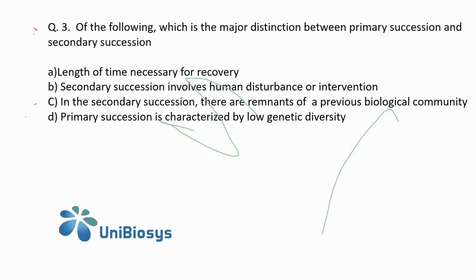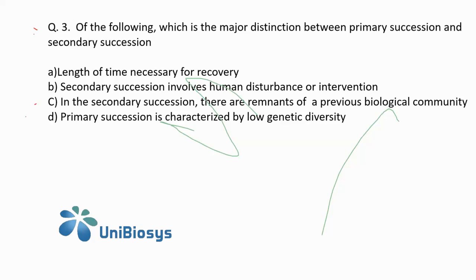Which of the following is the distinction factor between primary and secondary succession? Length of time necessary for recovery, but length of time is not the same for both. In primary succession, soil is not there, so they have to make a suitable substrate, so it takes a lot of time. Secondary already has soil, so it takes less time. So this option is not correct. Both of them take different time durations.